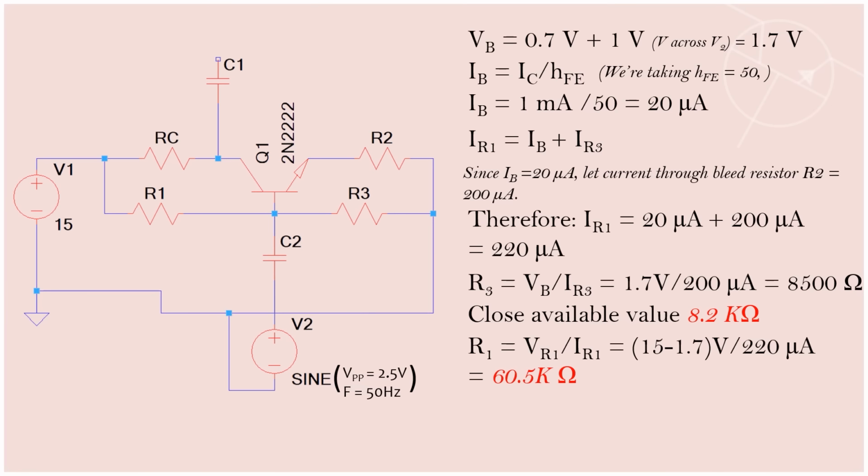Next, we have our R1 to be VR1 over IR1, VR1 being 15 minus 1.7, and dividing that by IR1, we have 60.5 kilo ohms. We have 62 kilo ohms readily available, and that we would use. And if we solve backwards, we'll see with 62 kilo ohms, we have IR1 as 215 microamps instead of 220 microamps.